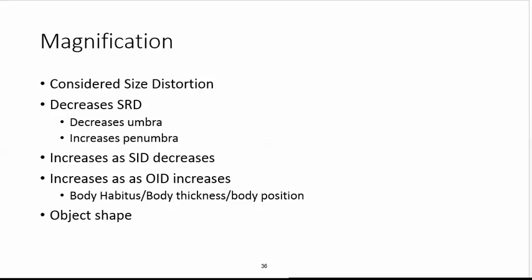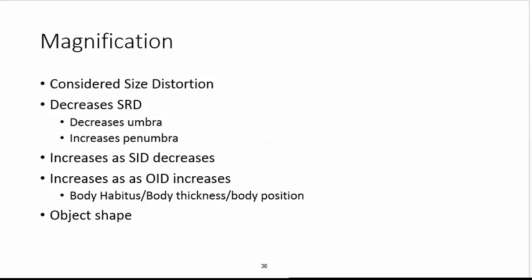If you increase your OID, let's say you went from 4 inches to 8 inches, then you can increase your SID, and your shadow will again return to about the same size as what it was at 4 inches. If you double your OID and you double your SID, then your magnification and your sharpness of recorded detail should remain the same between those two ratios. All right, so what increases OID?